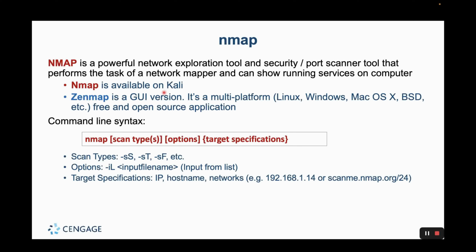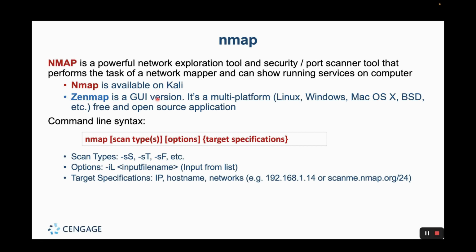Now, let's take a deep look into Nmap. Nmap is a powerful network exploration tool and security port scanner that performs the task of a network mapper and can show running services on Windows. It's available in Kali.